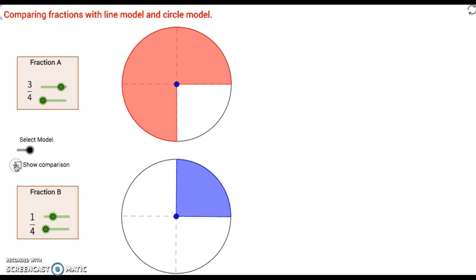That's right. Fraction A, because 3 is larger than 1.